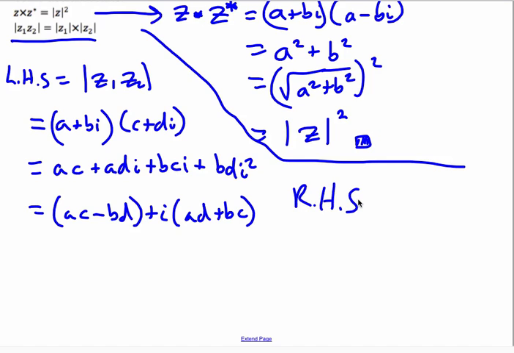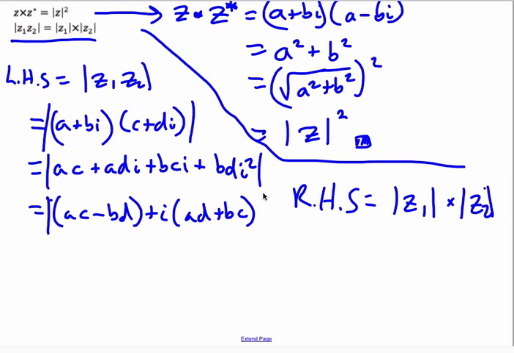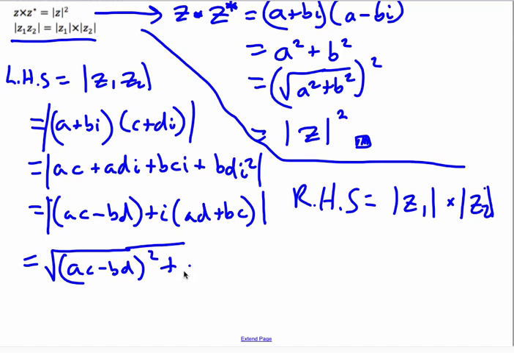The right-hand side equals modulus z1 times modulus z2. I think I just forgot one thing over here on the left-hand side: I forgot about getting the modulus. So that is going to be equal to the square root of this squared, plus ad plus bc squared.